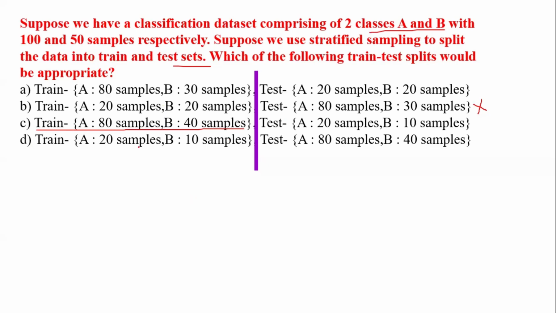And if you see in option D, 20:10 is 2:1, and 80:40 is also 2:1. But in this case, the test set samples number is higher than the train set samples number, so that will not be your answer. Okay. In this case, 80:30 and 20:20. So the ratio is not matching in the train set and test set. So this will not be your answer.